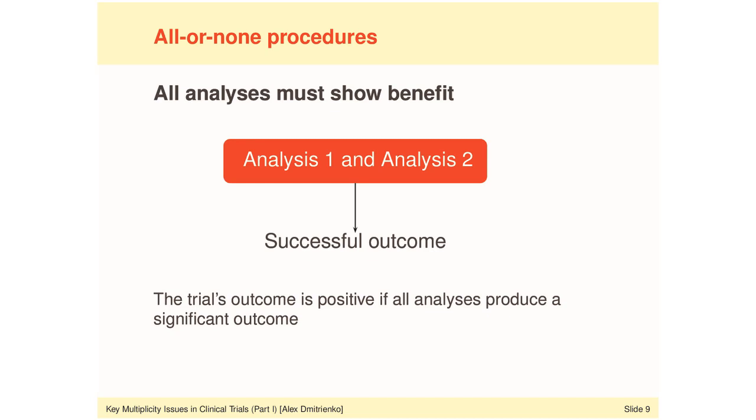We are done with the discussion of at least one testing, and this slide discusses the second inferential goal, all or none testing. This goal is based on a stringent requirement that all analyses must show benefit, which means that all tests must be simultaneously significant, and only after that the sponsor can claim that the primary objective is met, which means that the overall trial outcome is a success.